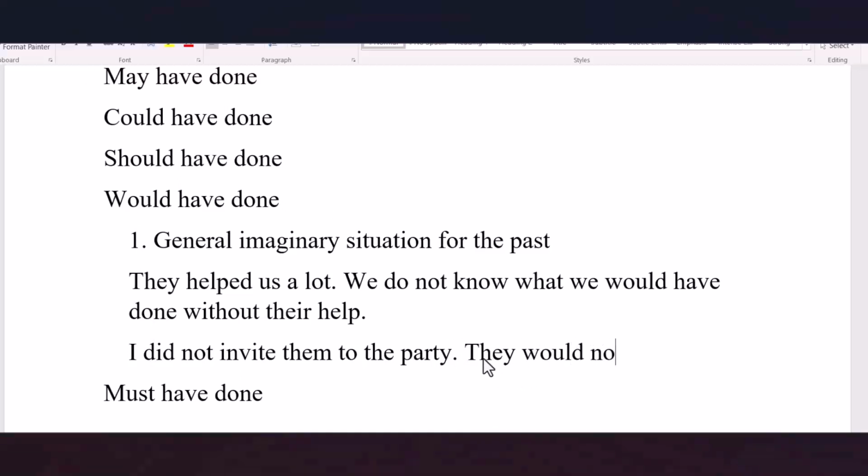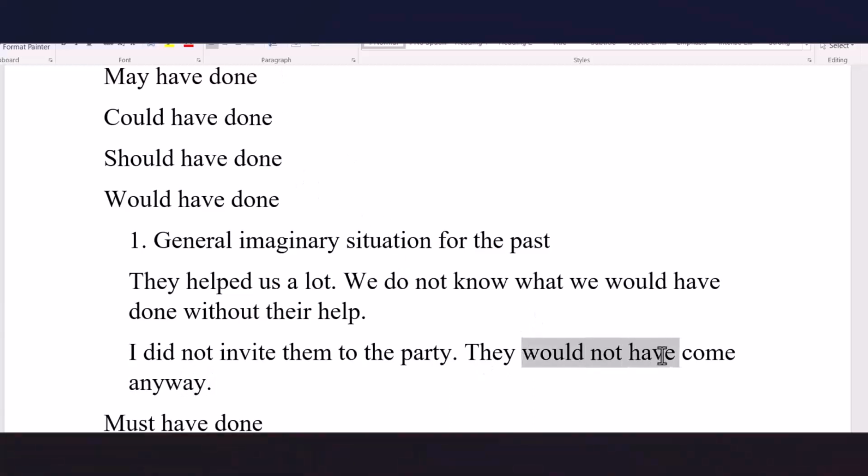They wouldn't have come anyway. We have this verb phrase, wouldn't have come, the negative would. In this sentence, you didn't invite someone to the party because you imagined that they would never come, they never came to your party. And now, when you look at what happened in the past from a present view, you say they would not have come anyway. You actually report why you didn't invite them to the party.